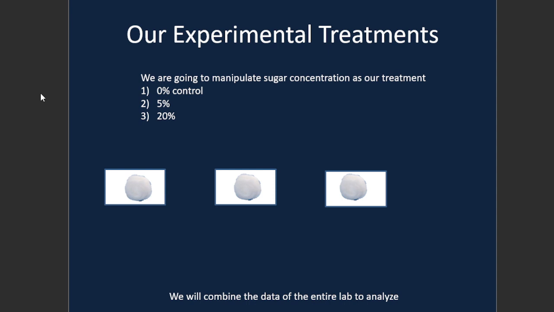So you'll be given 3 index cards and 3 cotton balls: one of 0%, which is our control, one of 5% sugar solution, and then one of 20% sugar solution. You'll be doing a replicate of this as well, so you'll have in total 6 cotton balls and 6 index cards. Then at the end, we'll combine all of the data for the entire lab into one Google Docs, and then we'll analyze it independently.